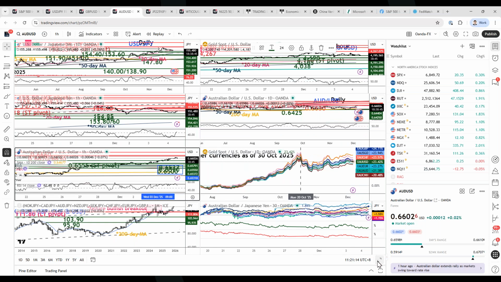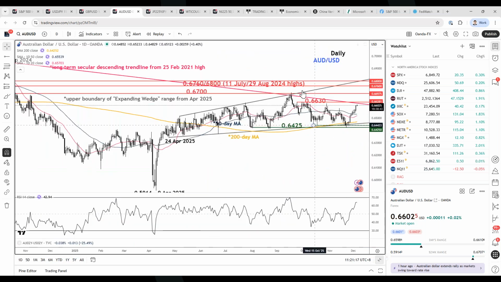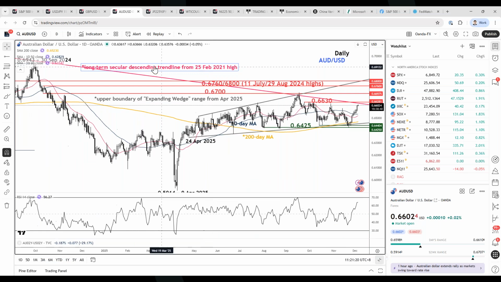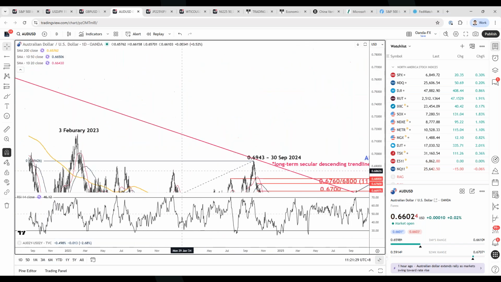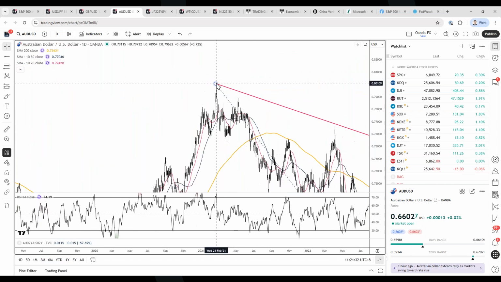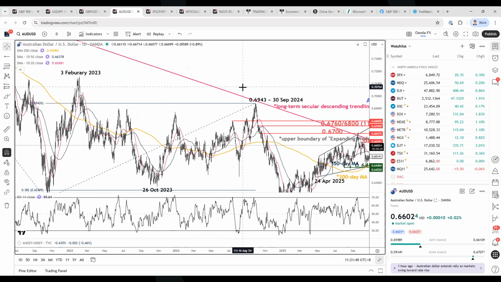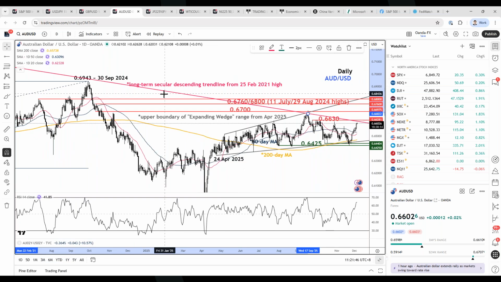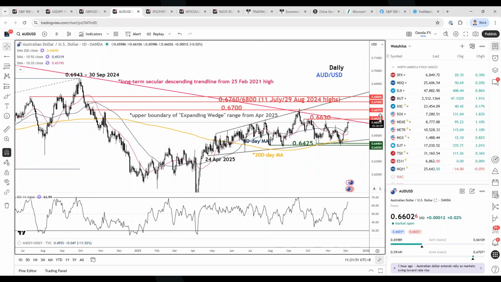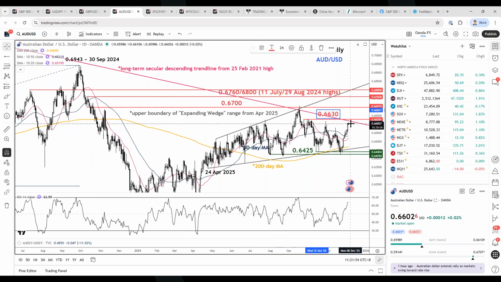Why? Because if you were to look back on the daily time frame chart over here, this 66.30 confluence with this long-term circular descending trend line that has been in place since the 25th of February 2021 high. This pink line over here, if we go all the way back in the last 5 years. So previously, all the bullish moves were capped by this long-term circular descending trend line that's been in place since the 25th of February 2021 high. So there's a multi-year high. All right, so now confluencing at 66.30 as well.